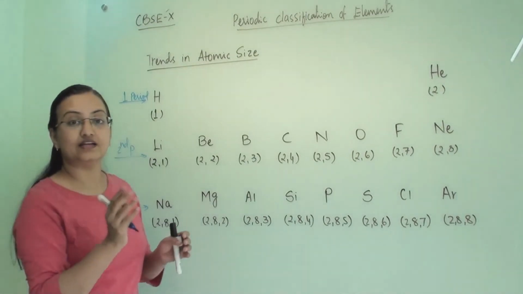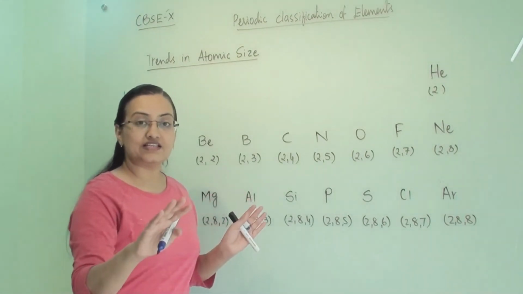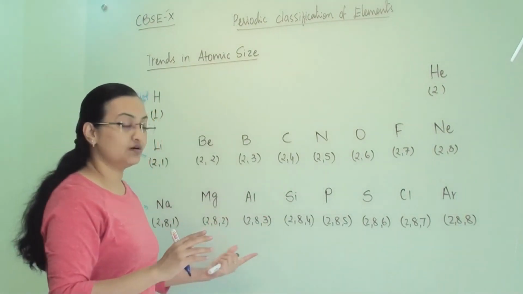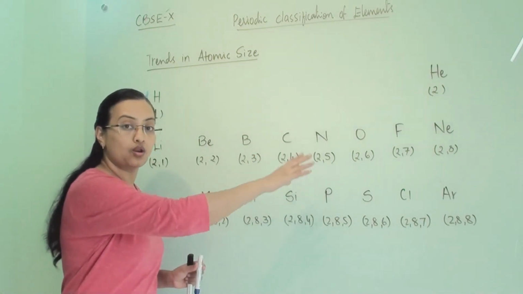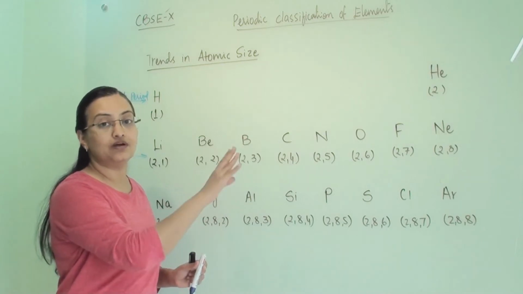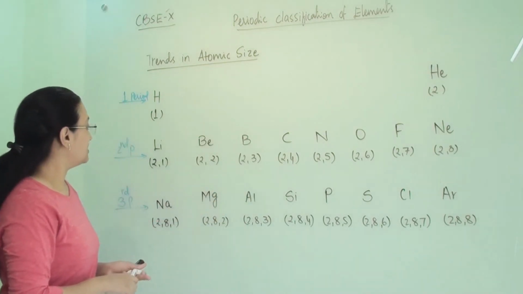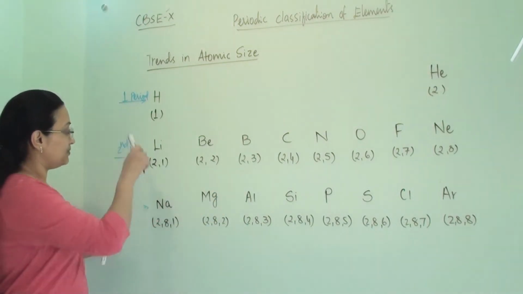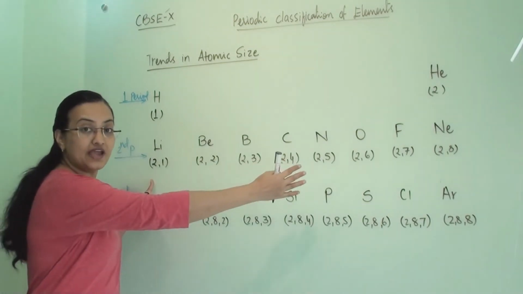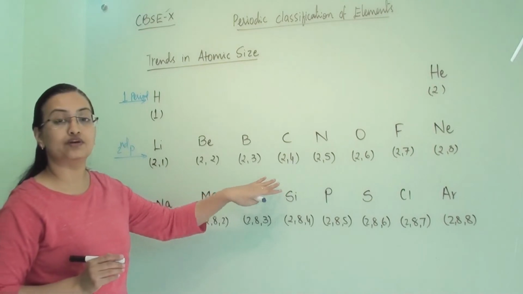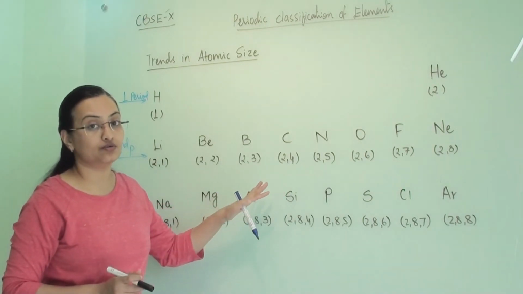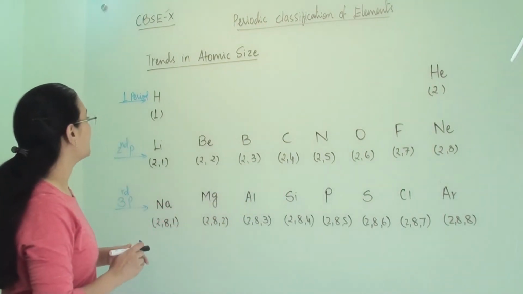Now we know that all the horizontal lines are termed periods, and all the vertical columns are termed groups. So here I have mentioned three periods and a total of 8 groups. Here we have not included metalloids and we have not included transition metal elements.